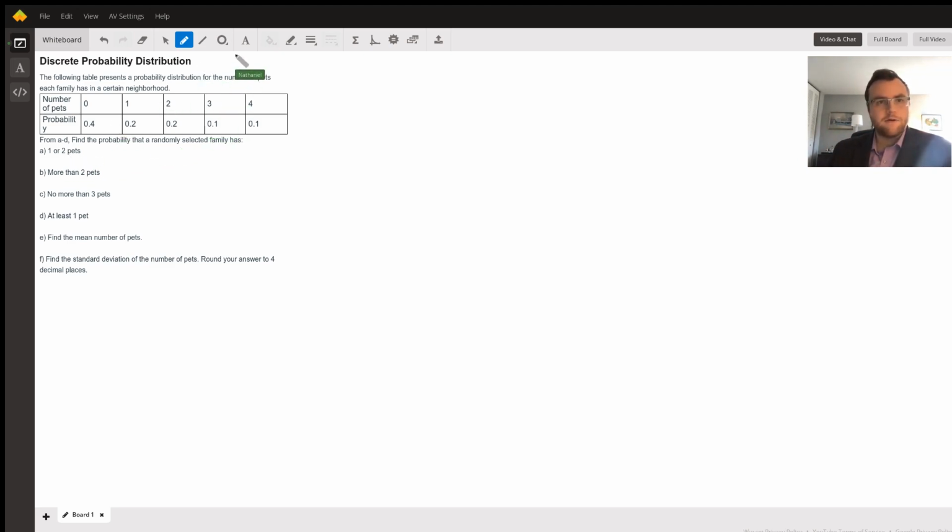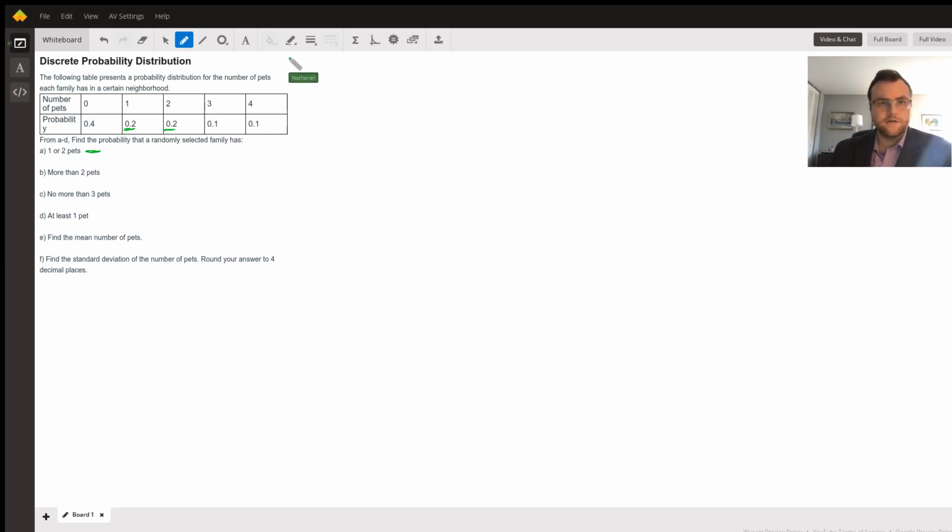So I'm going to change my pen to different colors so that I don't have to draw all over. For question A, we are looking for the probability that a family has one or two pets. So all we need to do for that is look at where the family has one pet and two pets, and then add these together. Just follow along with the green lines for each of the corresponding questions.